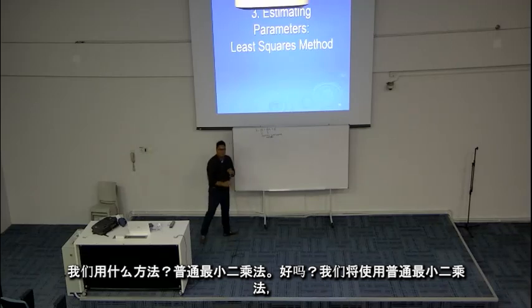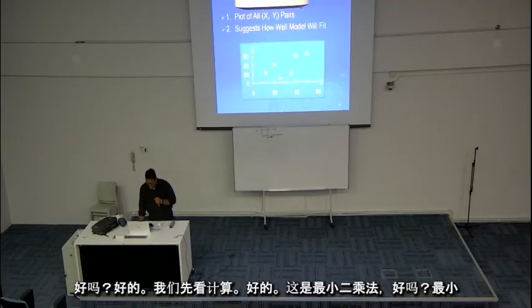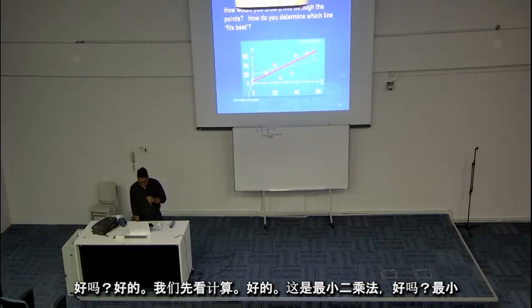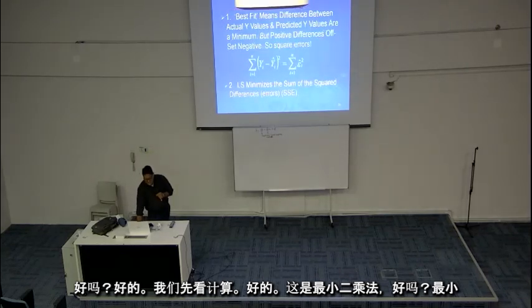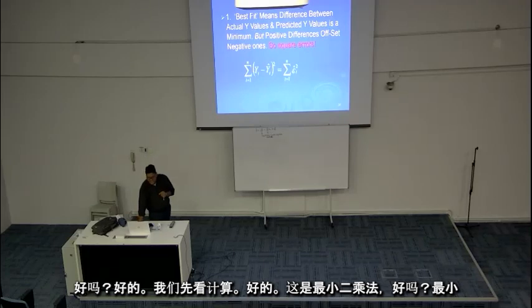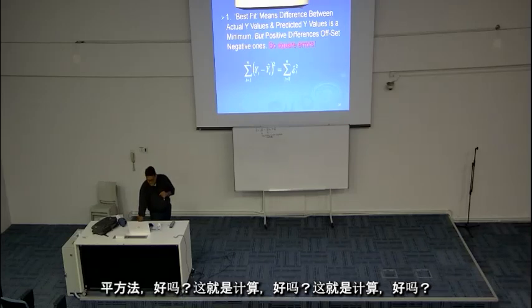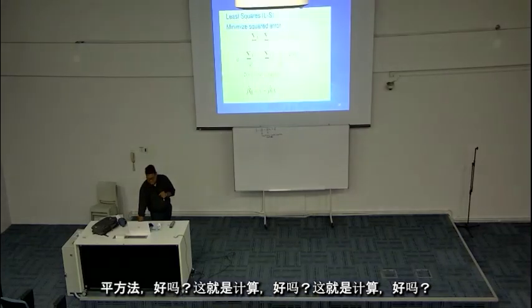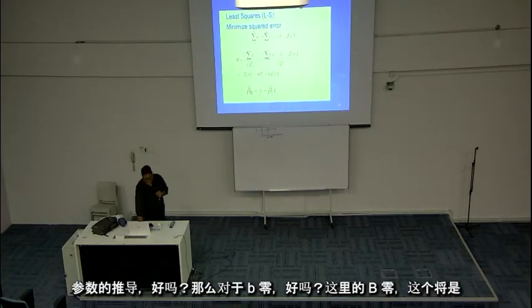Okay, we will use the ordinary least square method. So we'll see the calculation first. This one is the least square method, and this is the calculation. Derivation of the parameters.